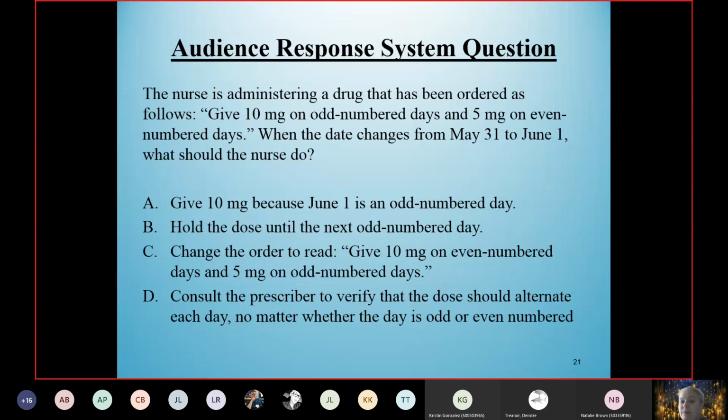Yep, it is D. You guys are right. So you call the prescriber and you would just say, hey, I know you ordered this on odd and even number days, but we're coming up on 2 odd days. So were you meaning to have it every other day? And if it's, oh yeah, every other day, then you could write the order, give 10 milligrams every other day, alternating with 5 milligrams, but somehow you would show that it would be every other. Okay. Give 10 milligrams every other day, alternating with 5 milligrams.